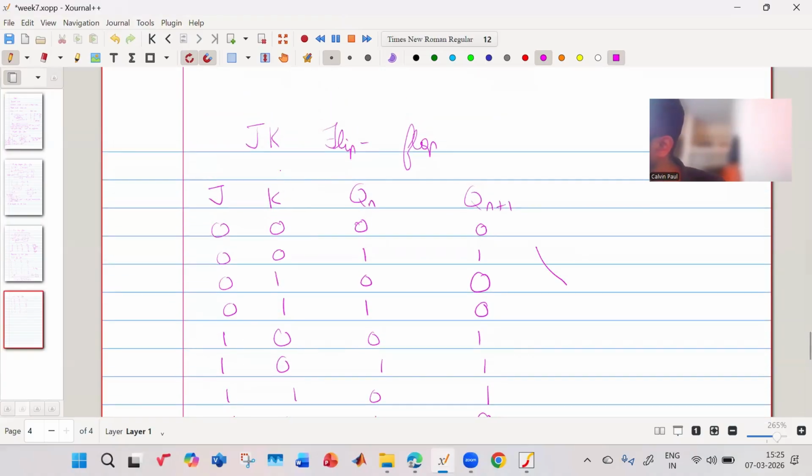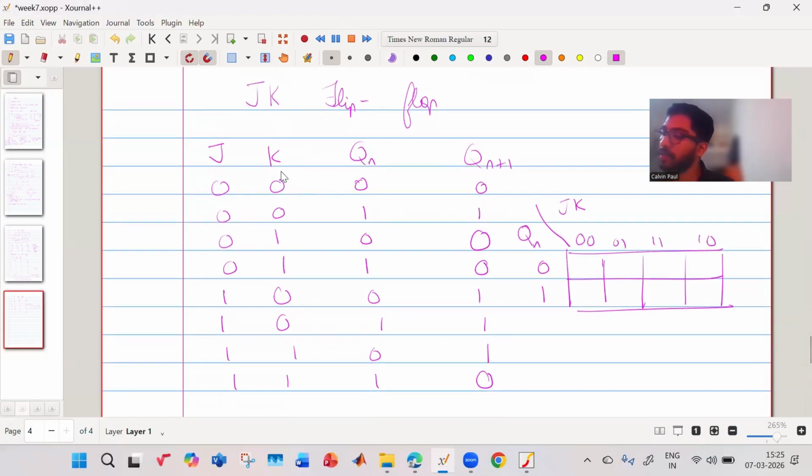Okay, so now let us draw this K-map. When you draw this K-map, what do you have? You have JK here and you have Qn here. Okay, this is 00, 01, 11, 10. When both are 0, it remains 0, 1. 0, 1 means it is 0, 0. 1, 0 means it is 1, 1. And if it is 1, 1 and 0, it is 1, else it is 0. So we have got this.